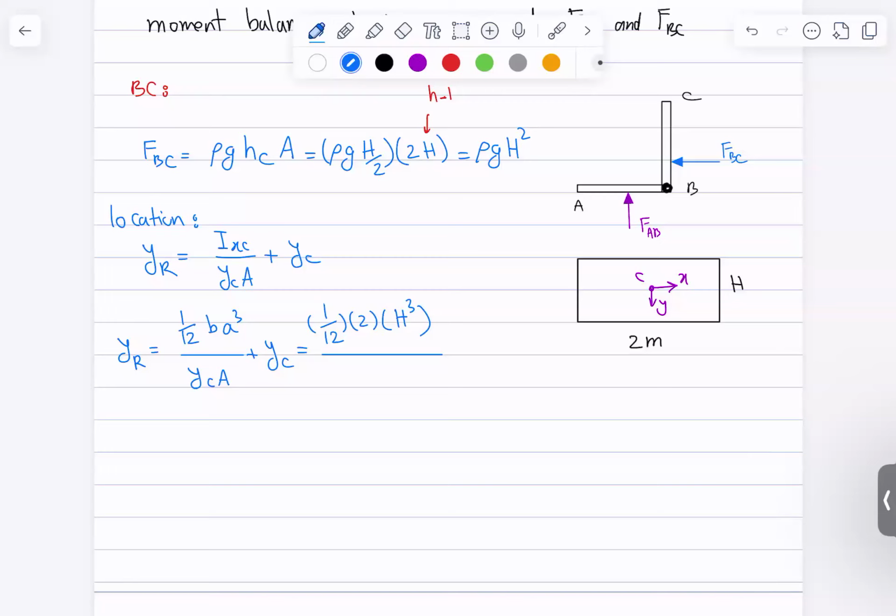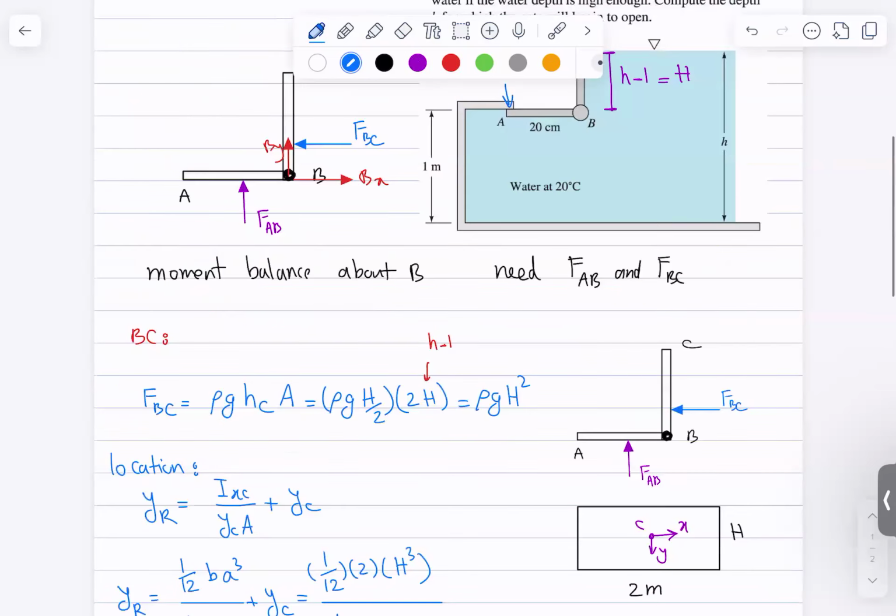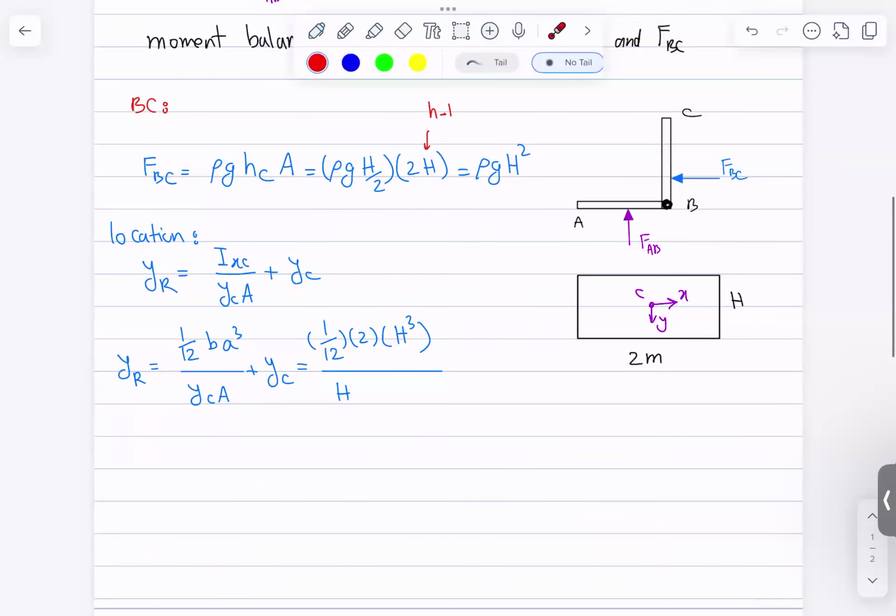And YC, so what is YC again? Remember, YC is H divided by 2, right? It's this distance from the submerged part to the centroid. So that's H/2. What is the area? The area is 2H. And again, YC is H/2. In this case, YC again is the same as depth, just because this is vertical. We know if there's an angle, you have to take that into account.